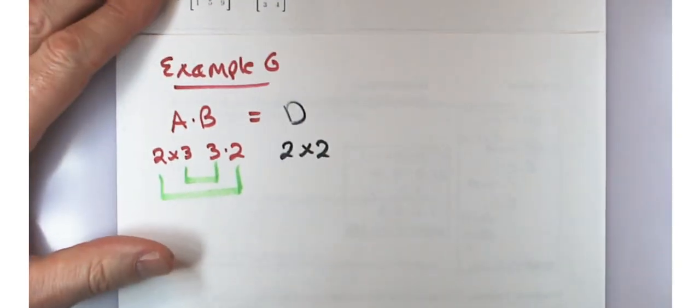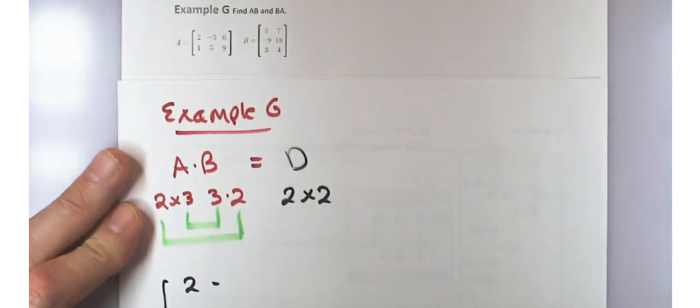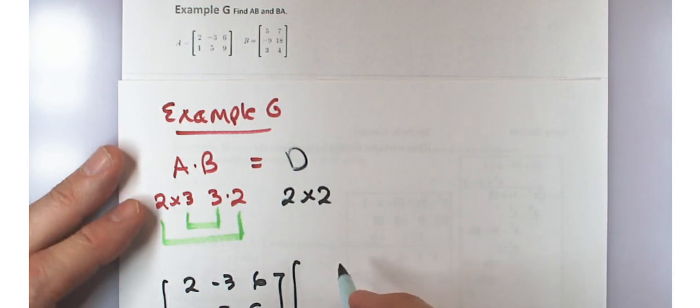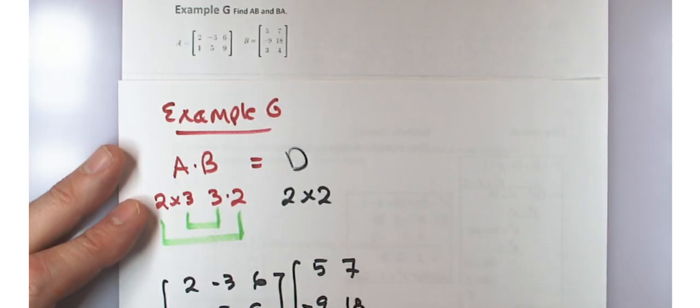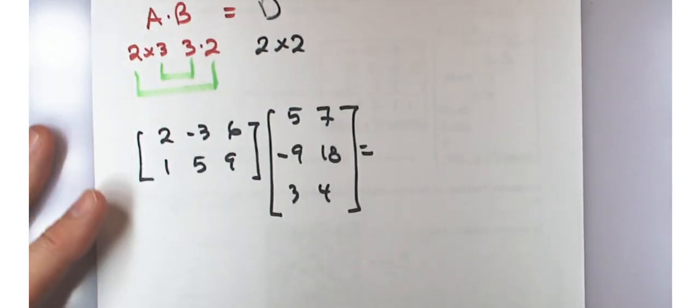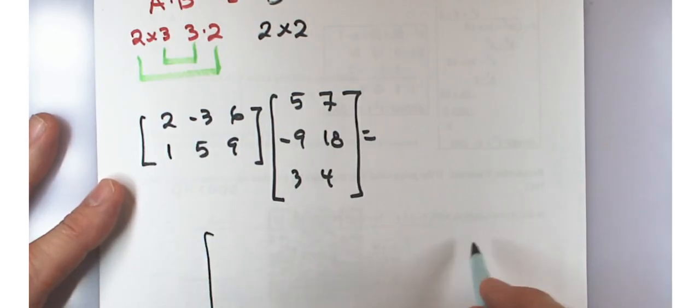So when I write these things next to each other, I've got 2, -3, 6, 1, 5, and 9, multiplied by 5, 7, -9, 18, 3, and 4. And all I get from this is going to be a 2 by 2 matrix. Now I am going to give myself a generous amount of room to write that 2 by 2 matrix.